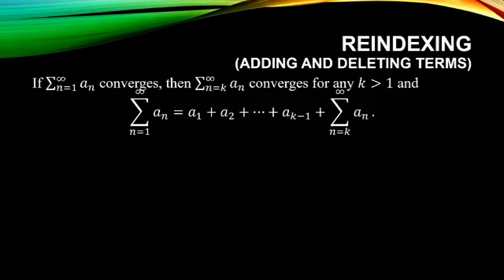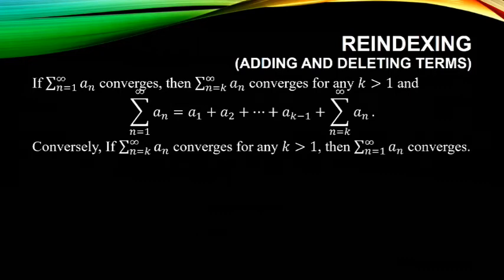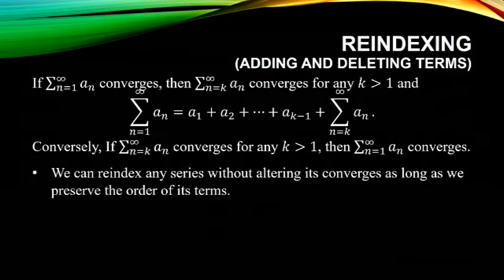So we are getting the first k minus 1 terms plus the summation of the series with the terms na start ka ng k. So conversely, if the series of a sub n starting from k to infinity converges for any k greater than 1, then the series of a sub n starting from 1 to infinity converges also. So we can reindex any series without altering its convergence as long as we preserve the order of its terms.